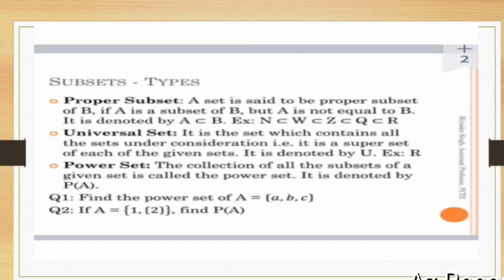The next one is universal set. The set which contains all the sets under consideration as subsets is called a universal set. It is denoted by U or X. For example, A equal to {1, 2, 3}, B equal to {3, 4, 5}, C equal to {4, 5, 6}, U equal to {1, 2, 3, 4, 5, 6}. So it is called a universal set. The last type is power set. The set of all distinct subsets of a set is called a power set. It is denoted P(A).